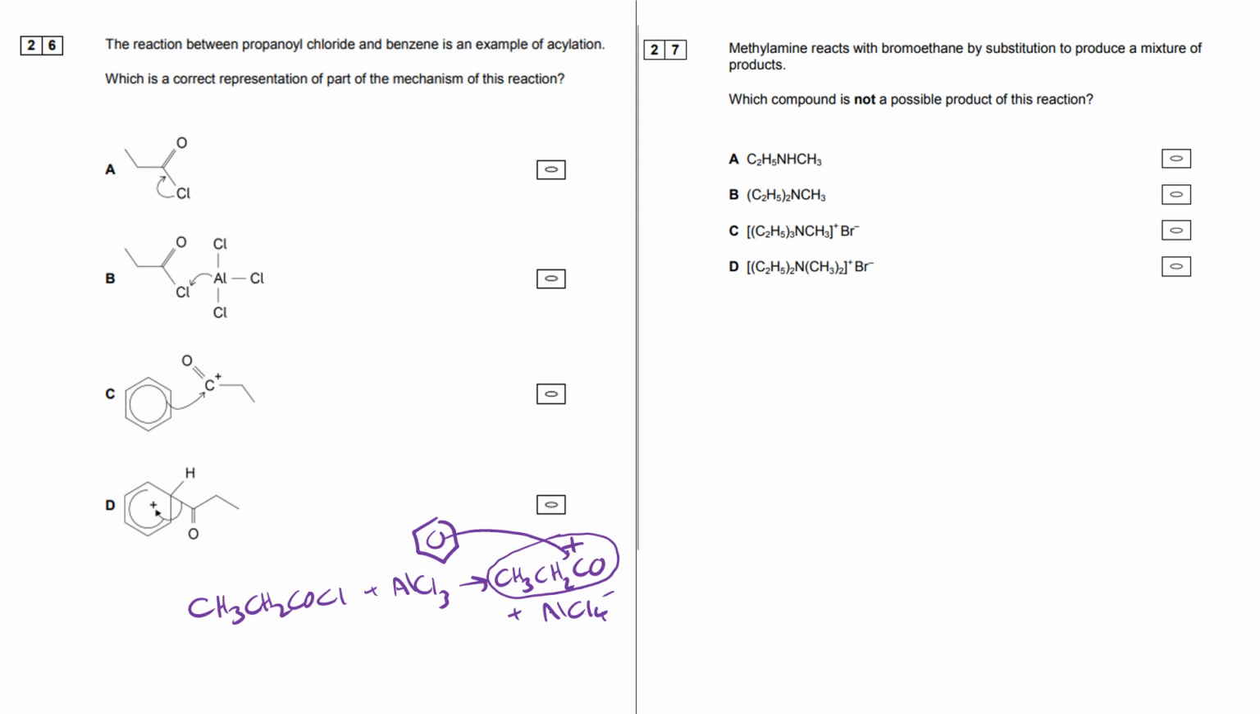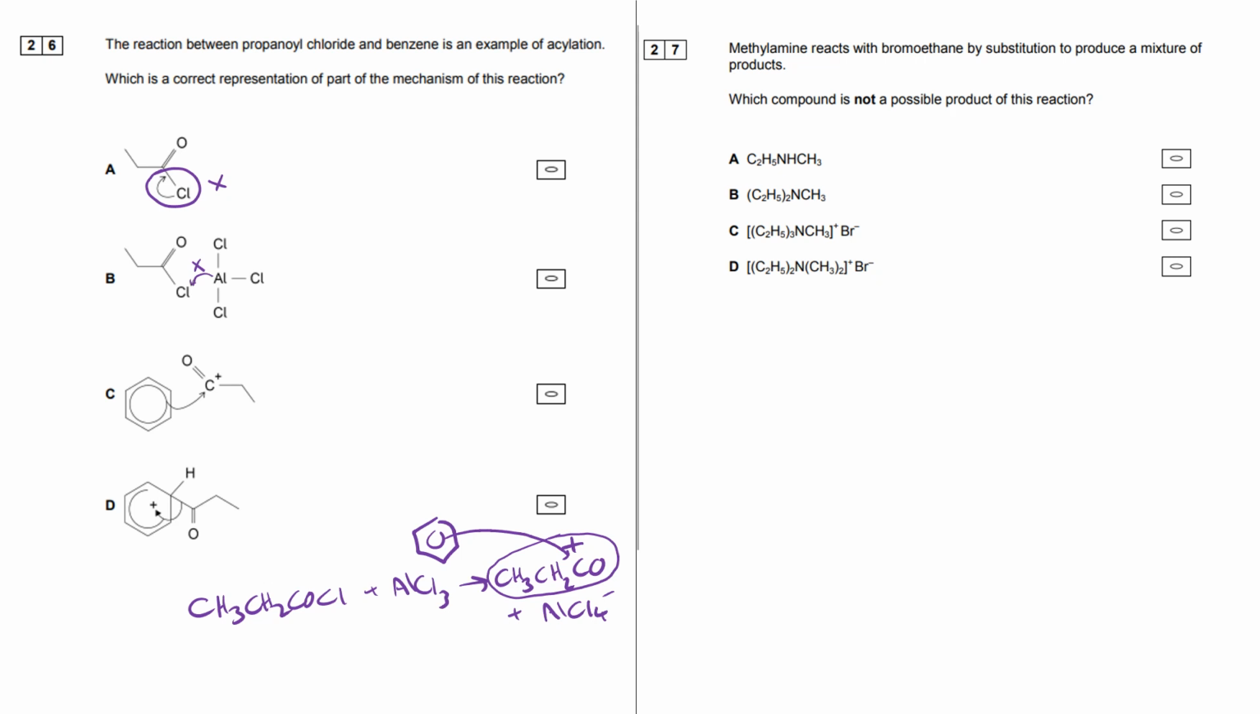So which of these arrows is correct? Well, arrow A is not showing the movement of a pair of electrons, so arrow A is incorrect. Similarly, arrow B, there are no electrons on the aluminium, so the aluminium is not going to have electrons moving from the aluminium to the chlorine. There's no electrons there. So A and B do not show the movement of electrons.